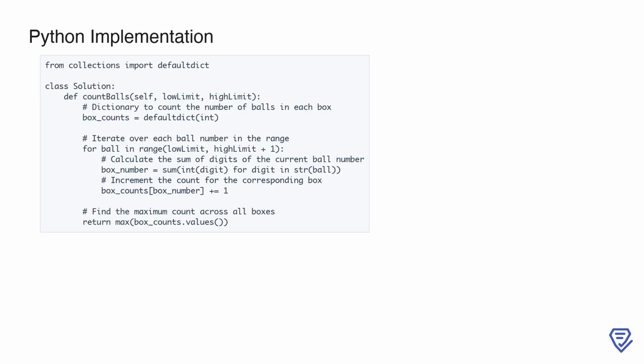Finally, after processing all ball numbers, we use the max function to find the highest value in the dictionary, which corresponds to the maximum number of balls in any box. This ensures we achieve the desired result efficiently, with a time complexity of approximately n*d, where n is the range size and d is the average number of digits in the ball numbers. This implementation handles edge cases such as small ranges, e.g., low limit equals high limit, and large ranges with varying digit sums seamlessly due to its algorithmic efficiency and use of Python's built-in data structures.